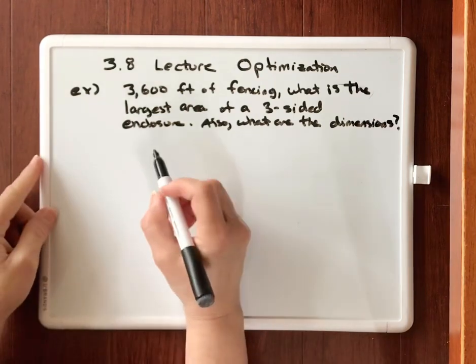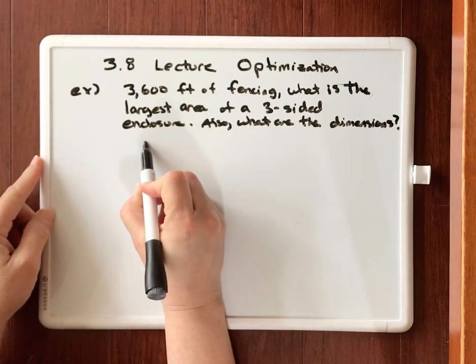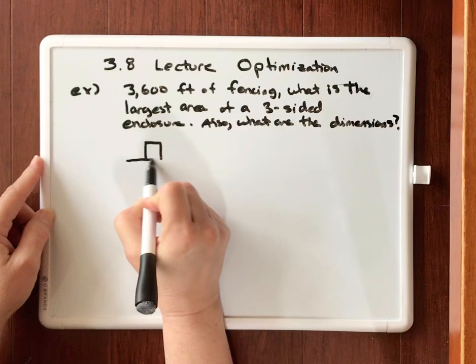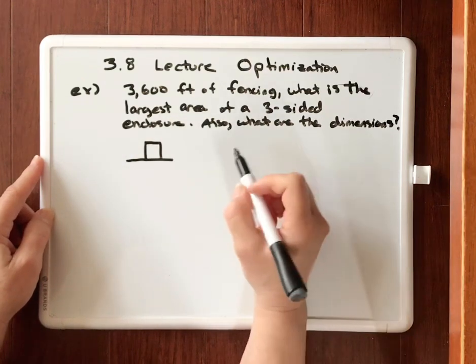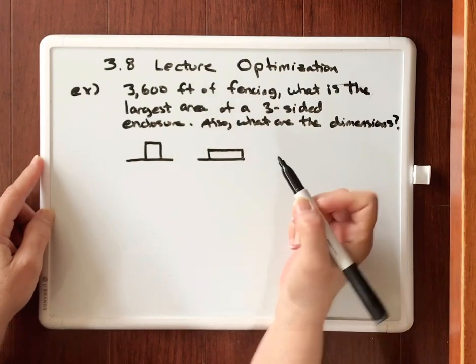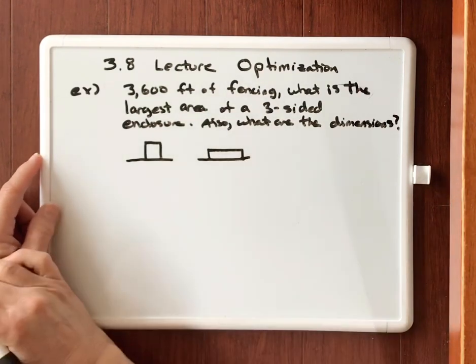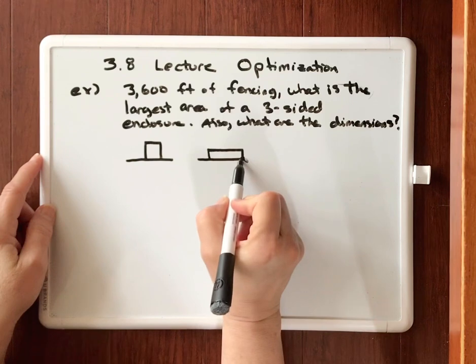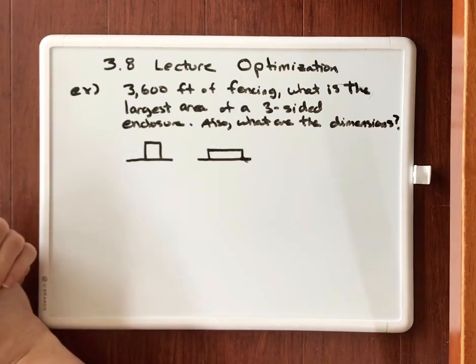Okay, so we're not sure. Let's just draw little pictures. Here we have fence, and here's a building. We could make it look like that, or we could make it skinnier and look like that. We don't know what it looks like, right, to make the largest area. So we have to just go and use our variables and figure it out.